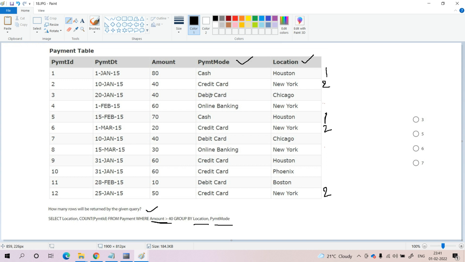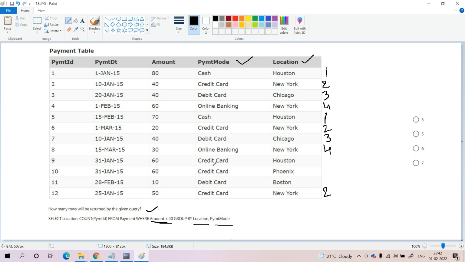Now what about the next combination, debit card and Chicago? With the combination of payment mode and location, debit card and Chicago, we can form the third group. Try to check whether it is available one more time or not. Yes, it is available one more time. Debit card and Chicago also comes under the third group. Now the fourth one is online banking New York. Let me consider it as the fourth group. Try to check whether it is available one more time. Yes, it is available, so it also comes under the fourth group.